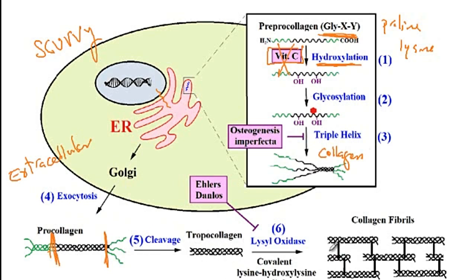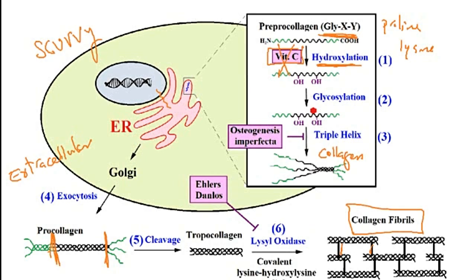And then later on, tropocollagen will make cross-links via covalent bonds between the lysine and hydroxylysine and form the collagen fibrils. So in patients that have Ehlers-Danlos, there is a problem with the lysyl oxidase enzyme, and thus there won't be any covalent linkage between lysine and hydroxylysine.